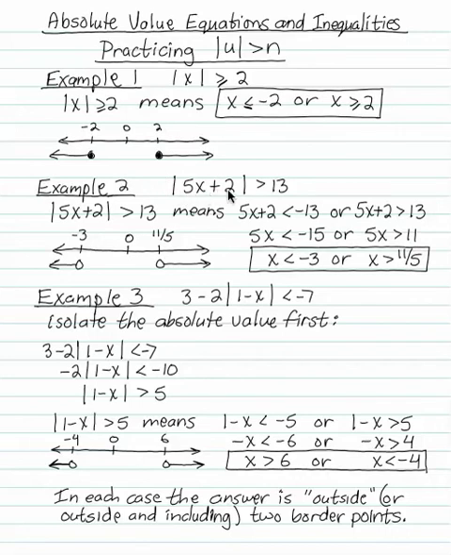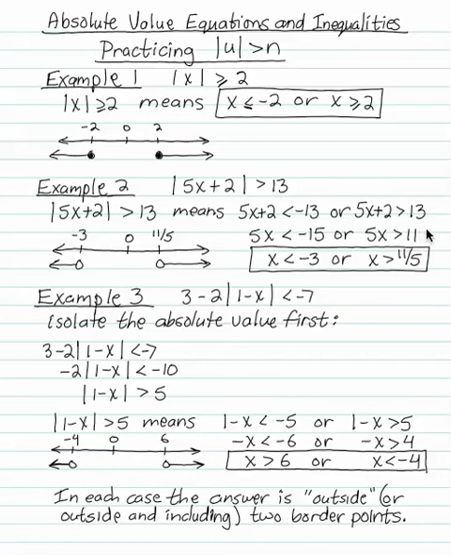Absolute value of 5x plus 2 greater than 13. That means that 5x plus 2 is greater than 13 already, or 5x plus 2 is less than minus 13. It's got to be two separate pieces. It's got to include the word or.